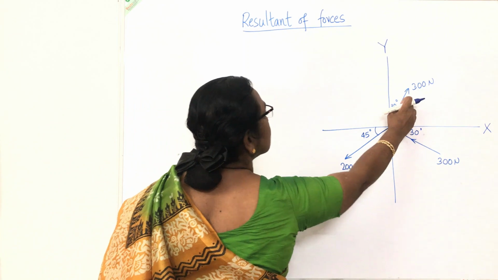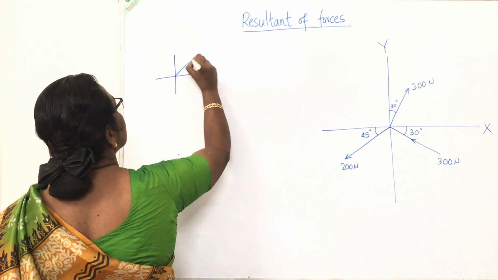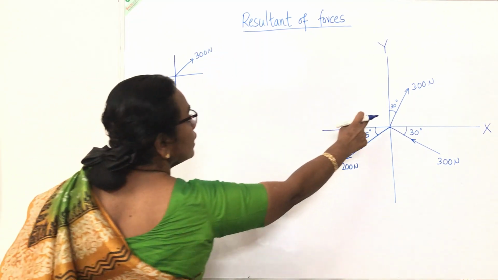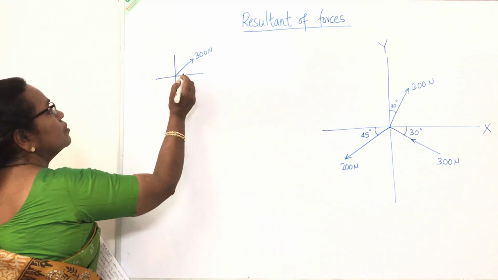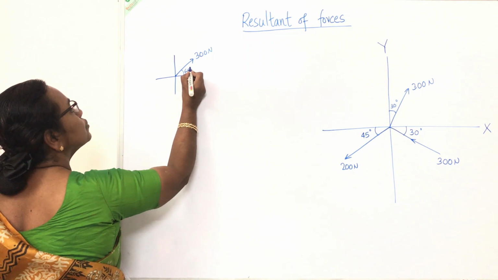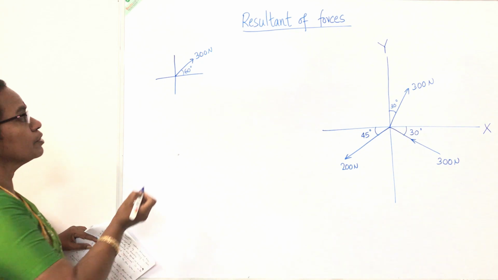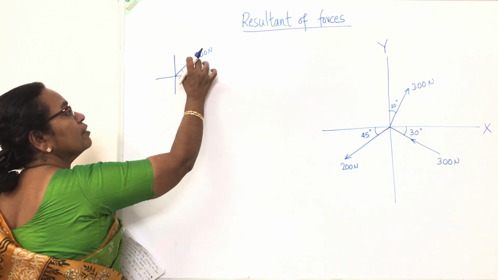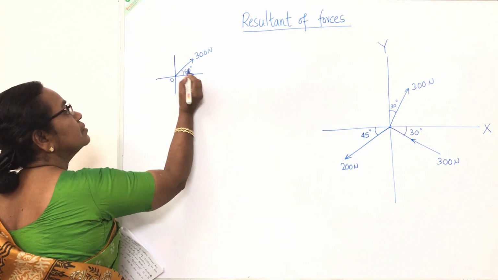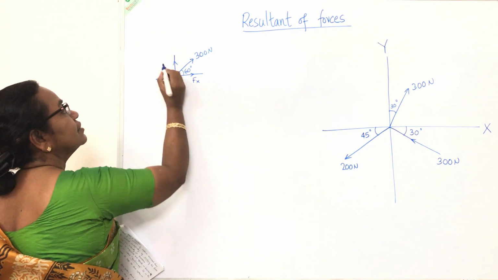The first force is 300 Newton. It is inclined at 30 degrees with vertical. So I am going to make it as 30 degrees with vertical. So angle with horizontal is 60 degree. You resolve it. How will you resolve it? Away from O, outward. So the components are both outward. This is Fx. This is Fy.